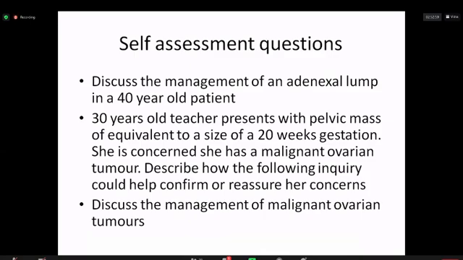Benign tumors, cystectomy is the treatment of choice. Malignancy, oophorectomy is the treatment of choice. It might vary, though.